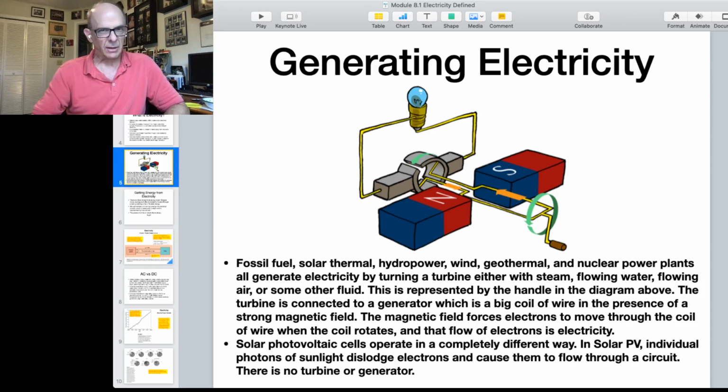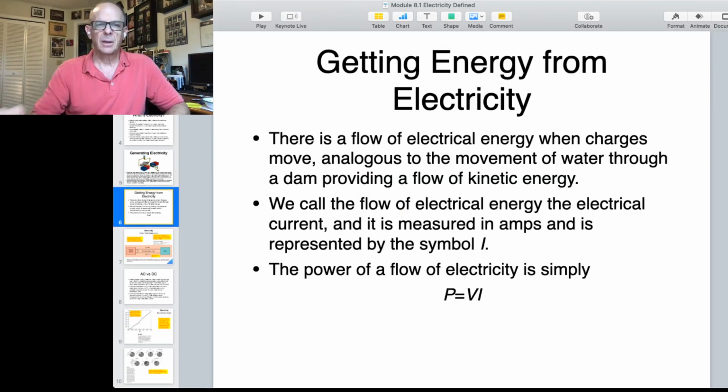You can imagine replacing that light with a city and replacing a little hand crank here with a giant turbine that has superheated steam blowing by it from burning fossil fuel, or boiling water from a nuclear power plant, or a large windmill turning it as well. So that's how we produce electricity.